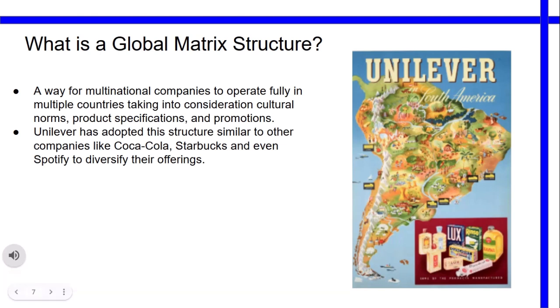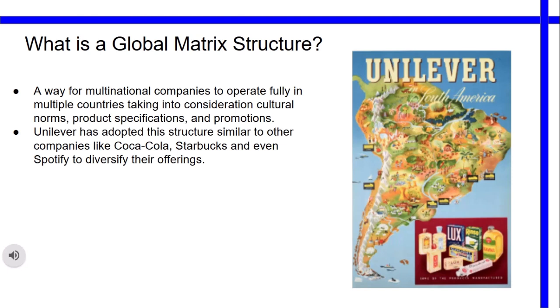Hello, this is Taylor Tucker, and I'm going to speak more about Unilever's matrix structure. A global matrix structure is a way for multinational companies to operate fully in multiple countries, taking into consideration cultural norms, product specifications, and promotions. This typically involves a primary director, CEO, or owner over multiple divisions that are in charge of their own products and services per each country or divisional aspect of their global location.